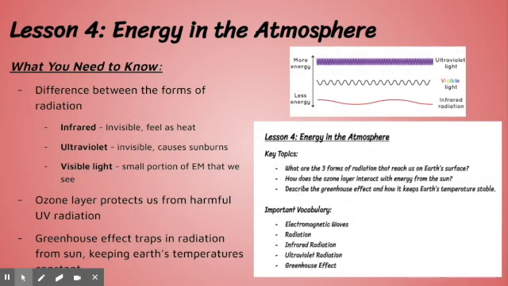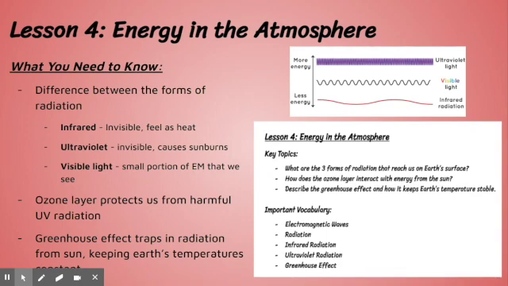All right, in lesson 4, we talked about energy in the atmosphere. Some key topics from lesson 4 are what the 3 forms of radiation are that reach us on Earth's surface, how the ozone layer interacts with energy from the sun, and describe the greenhouse effect and how it keeps Earth's temperatures stable. Important vocabulary is electromagnetic waves, radiation, infrared radiation, ultraviolet radiation, and the greenhouse effect.